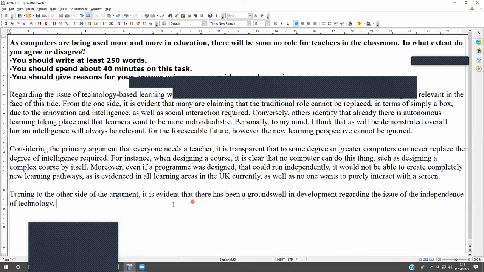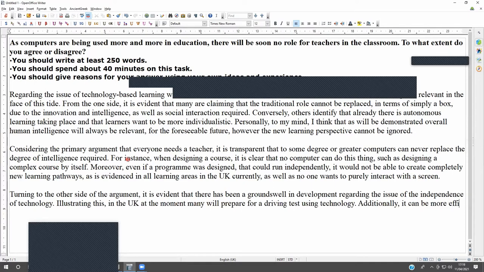It's evident that there's been a groundswell in development regarding the independence of technology. Illustrating this, and I always try to avoid the term for example, because it's kind of basic. So, illustrating this, or demonstrating this, in the UK at the moment, many will prepare for a driving test using technology. It can be more efficient to learn with a computer rather than having the distractions and lack of efficiency of learning in a classroom environment.